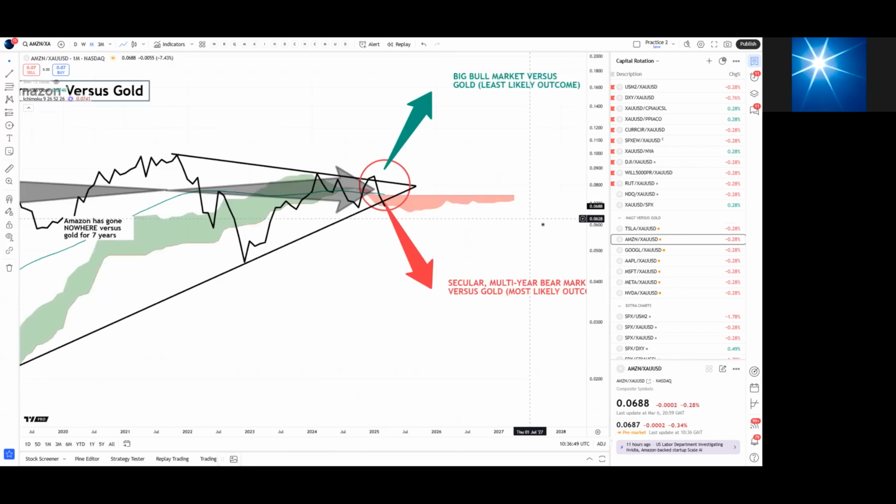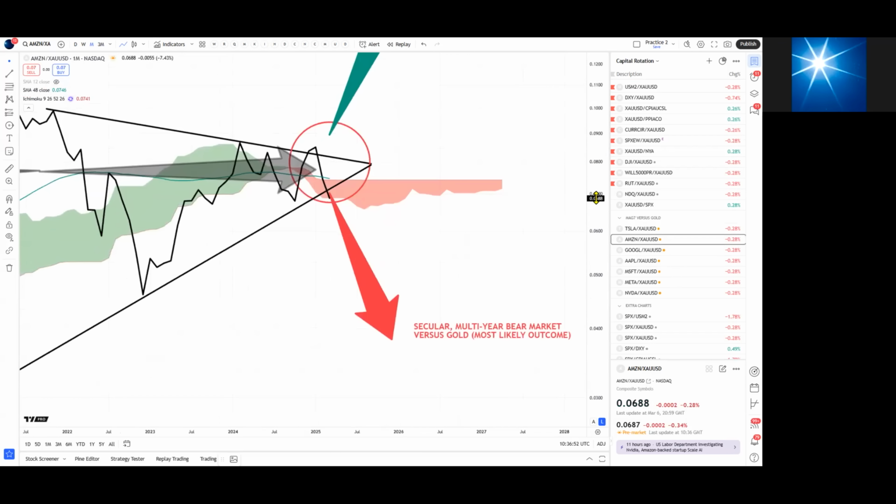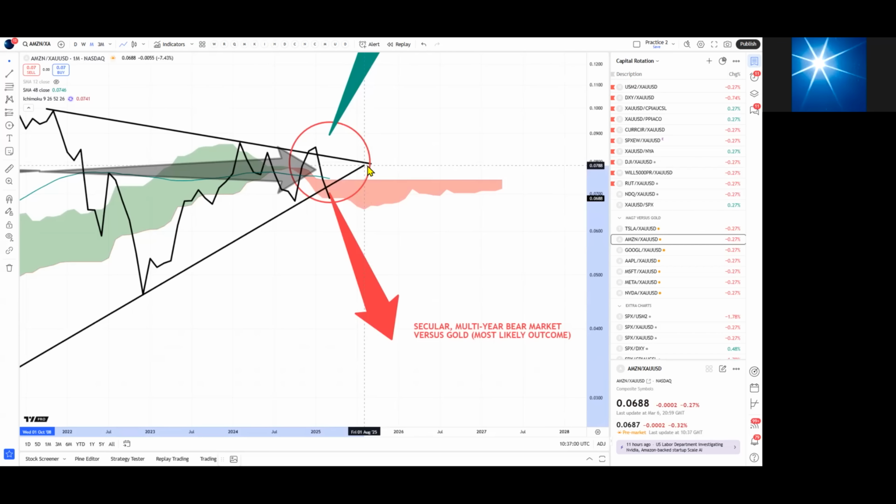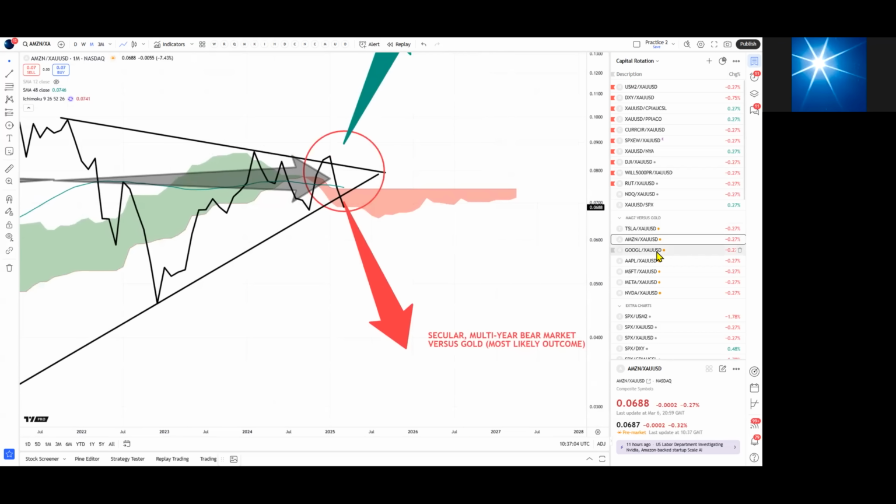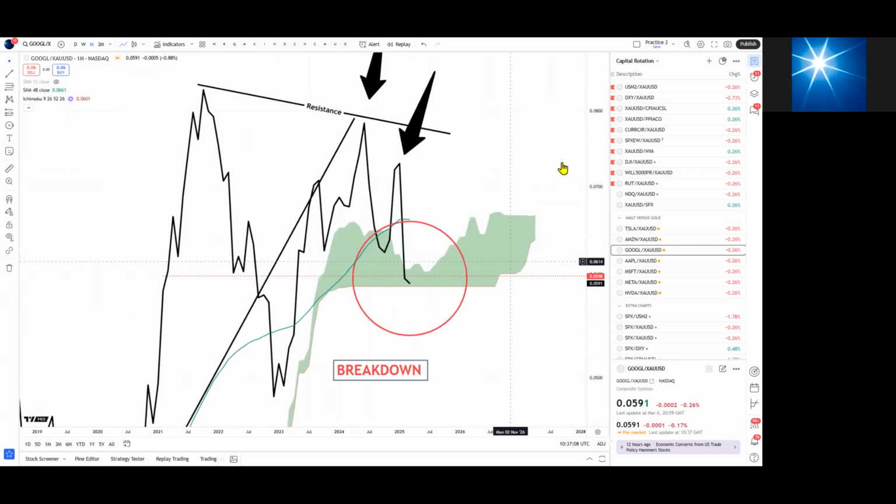If I zoom right in, Amazon breaking down versus gold. So if it gives a clear monthly breakdown signal, just adjust that line upwards a little bit. If we get a clear breakdown signal on a monthly closing basis, then very strong evidence of a gold bull era. Google versus gold looks weak.